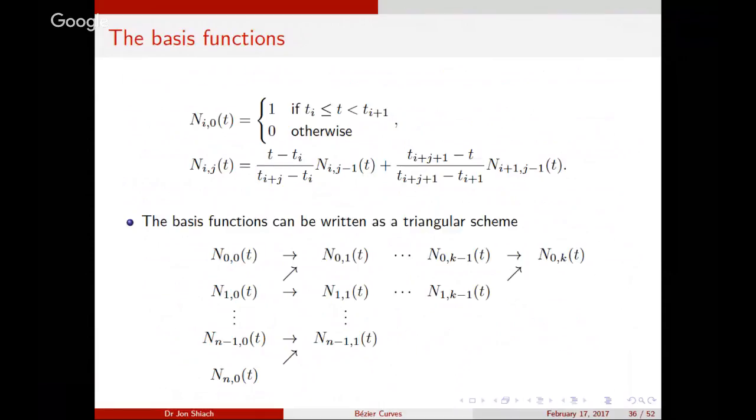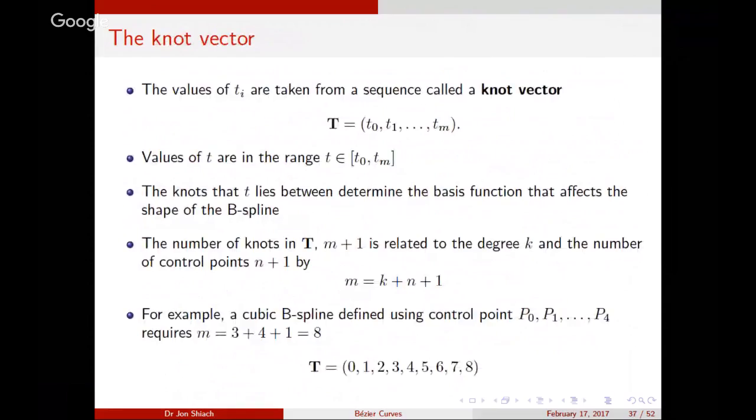Now, what are these t subscripts? These t subscripts are called knots. The values of t subscript i are from a sequence, and this is called a knot vector. And what we have is your value of your parameter, which is different from the knots. Unfortunately, they're both called t in most textbooks.